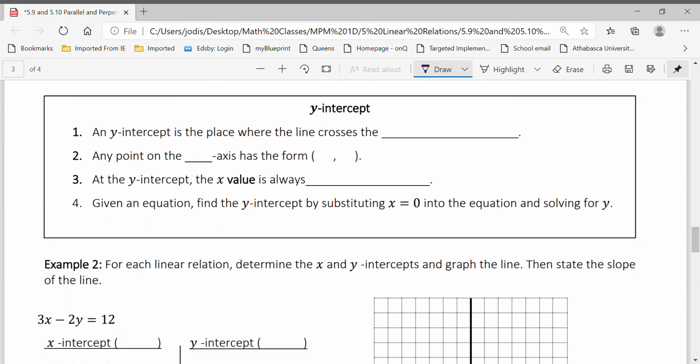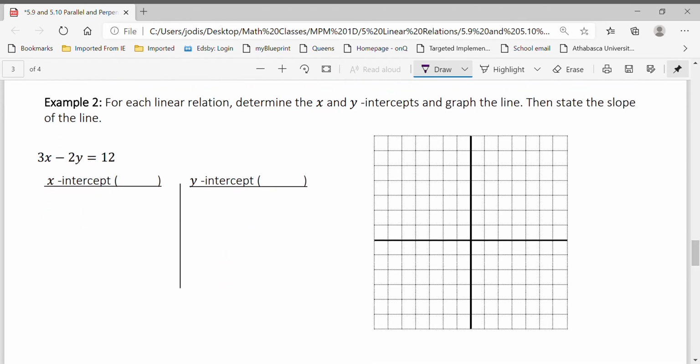For a y-intercept, it's going to be the opposite. Any y-intercept is the place where the line crosses the y-axis. Any point on the y-axis has the form (0, y). At the y-intercept, the x value is always 0. And if we're given an equation and asked to find the y-intercept, we want to substitute in x = 0 into that equation and solve for y.